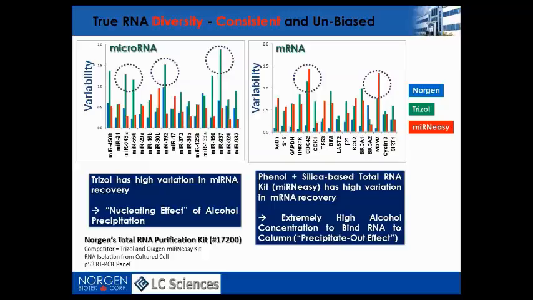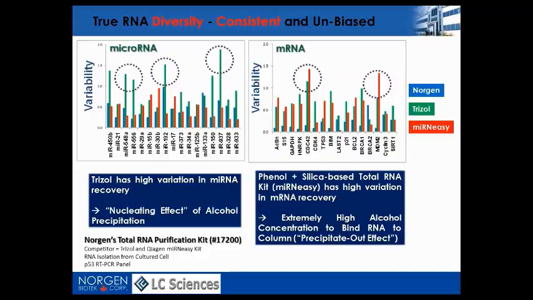So Norgen has a unique platform technology based on a proprietary resin matrix, which is silicon carbide, that overcomes some of the shortcomings of both the phenol-based method, which is loss of diversity, and silica-based extraction methods, which is the loss of important small regulatory RNA, especially below 200 nucleotides. We found that silicon carbide can bind to all types of DNA or RNA, including small RNA and microRNA, without the use of phenol, and therefore the RNA isolated will be inhibitor-free, suitable for sensitive downstream applications like RT-qPCR, microarray, and next-gen sequencing.